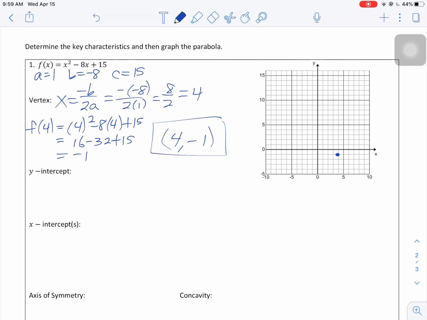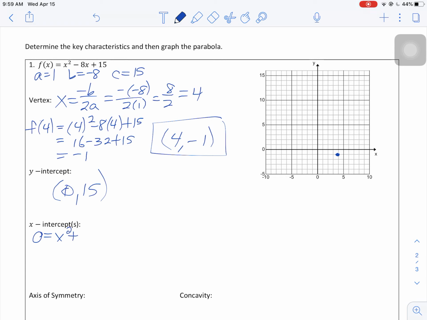Y-intercept, I'm going to use the shortcut. It's just the C value. So 0, comma, 15. That's one of those times where you can get away with not showing your work. For x-intercepts, we want to let f of x, or let y, equal 0. And then we're going to solve for x.